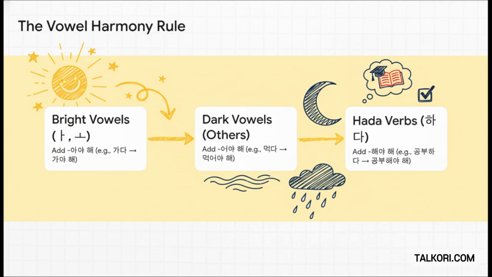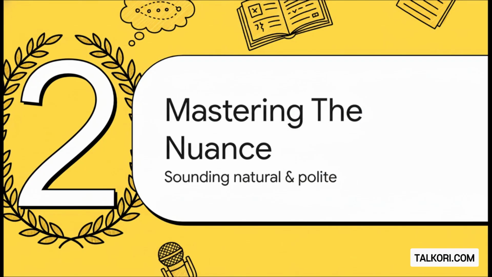Oh, and here's the best part. For all those super common hada verbs, it's always heyahe. So 공부하다 becomes 공부해야해. See? Not so bad. All right, you've got the basics down. Now let's get into the good stuff, the little nuances that are going to take you from sounding like a textbook to sounding like a real person.